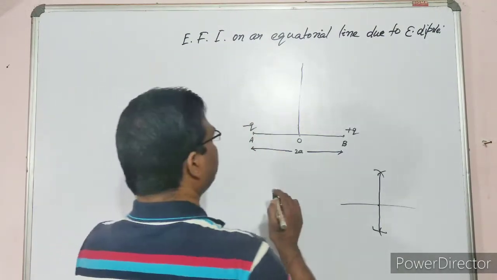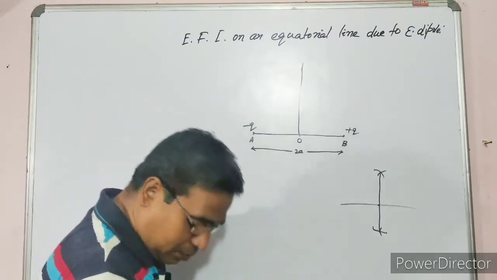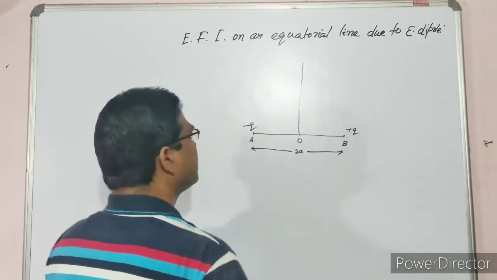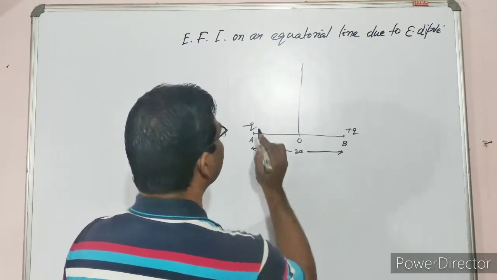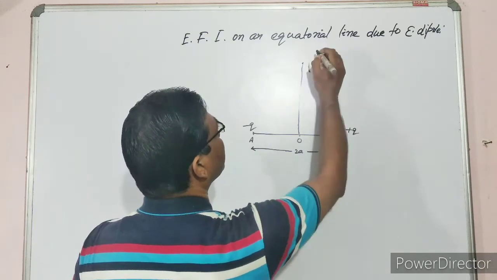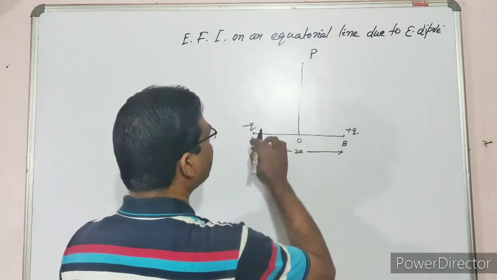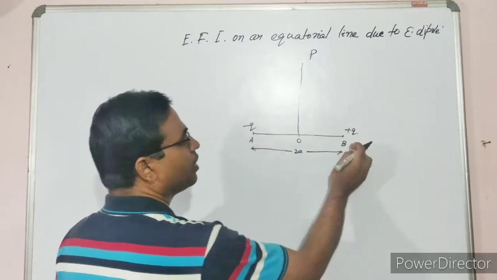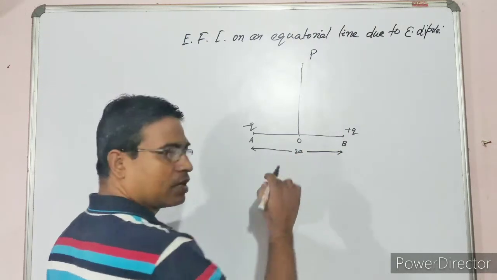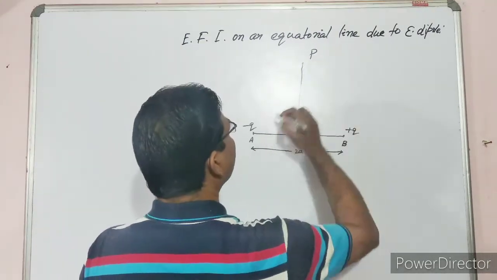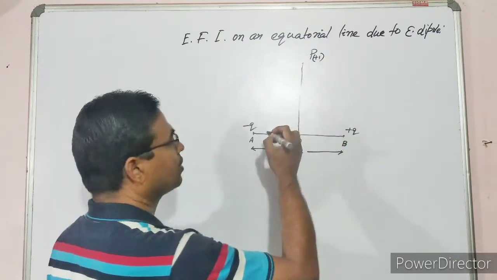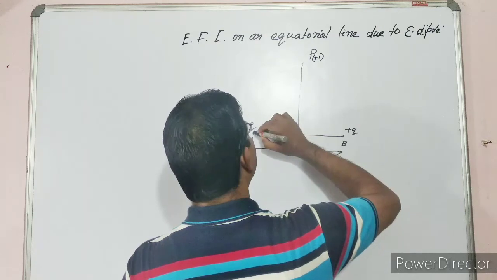Now the question is, suppose this is the point where you have to calculate the electric field due to this charge minus Q, and the electric field here also due to this charge. So let us start. Let P be a point where we have to calculate the electric field. You are considering a unit positive test charge. So you join this line to this line.